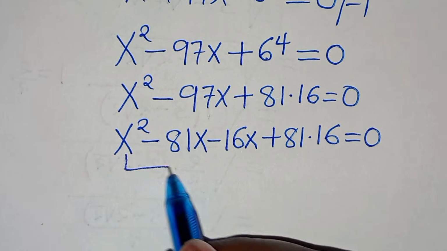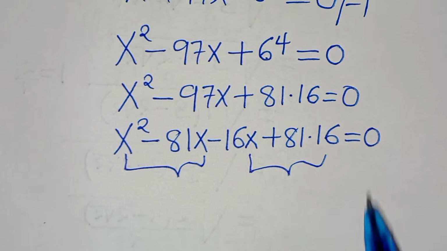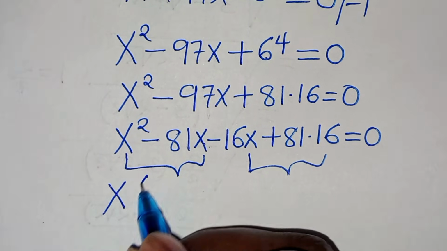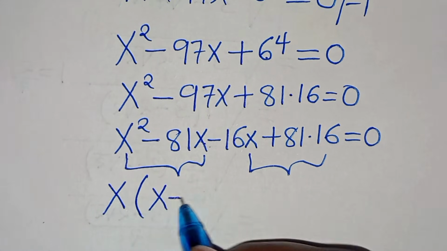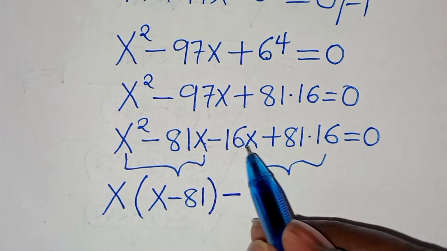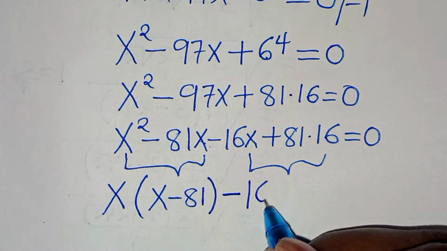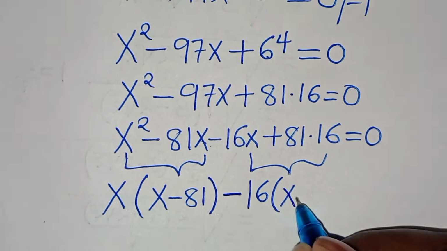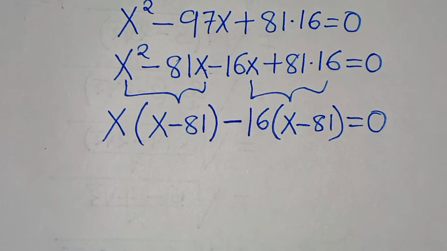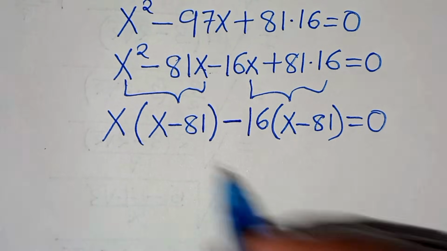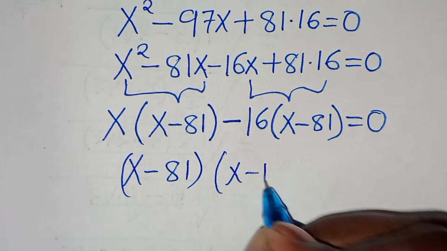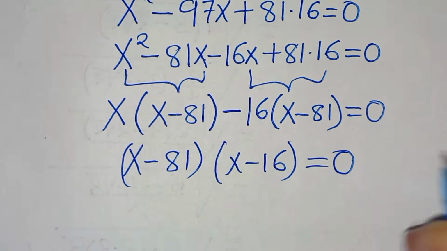So we have got two parts here. From the first part, x is common, so we can factor out x into the parentheses. This is x minus 81, then minus. In the second part, 16 is common, so we factor out 16 into the parentheses. This is x minus 81, equal to 0. So x minus 81 is common here, so we can factor out x minus 81. Then we have x minus 16, equal to 0.